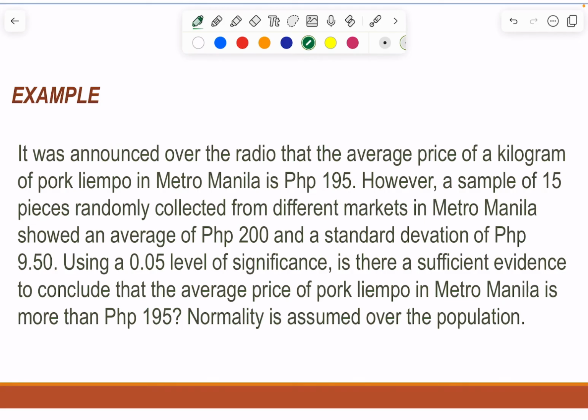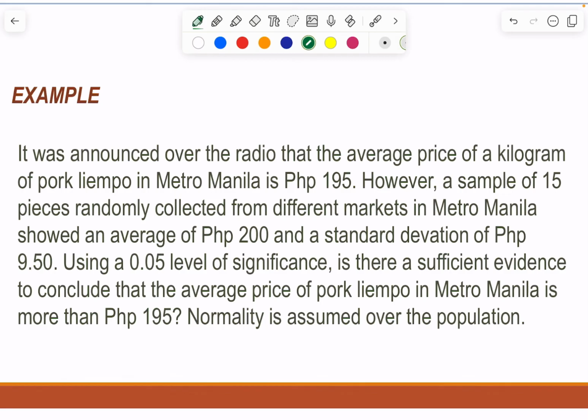Okay, let's read. It was announced over the radio that the average price of a kilogram of pork liempo in Metro Manila is 195 pesos. However, a sample of 15 pieces randomly collected from different markets in Metro Manila showed an average of 200 pesos and a standard deviation of 9 and 50 centavos. Using a 0.05 level of significance, is there sufficient evidence to conclude that the average price of pork liempo in Metro Manila is more than 195 pesos?